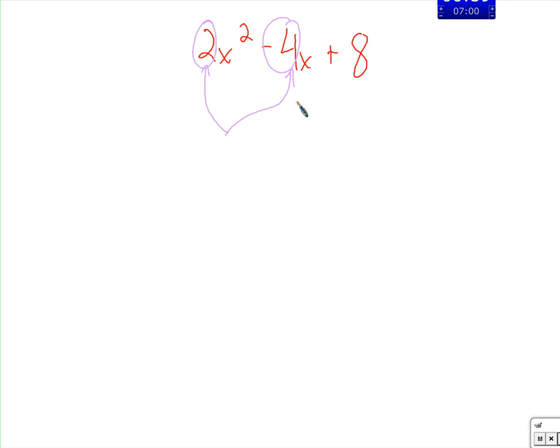Factors? I guess you're right. They're factors, like 2 is a factor of this term. But they have a special name within algebraic expressions. Coefficients. The number that is multiplied by a variable is called a coefficient. And of course the x squared and the x are variables.